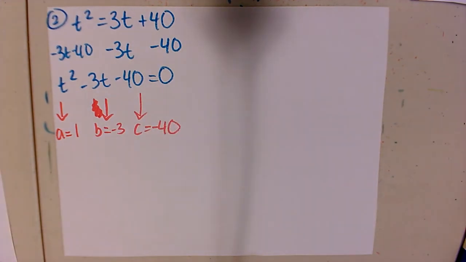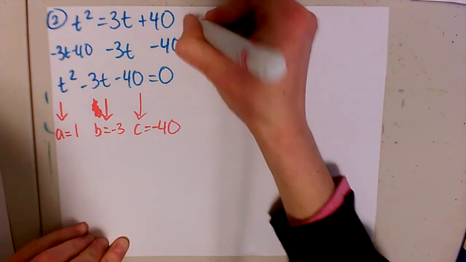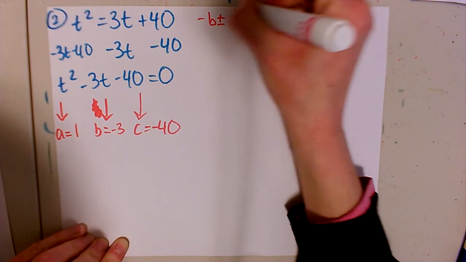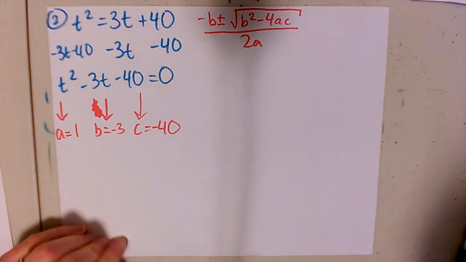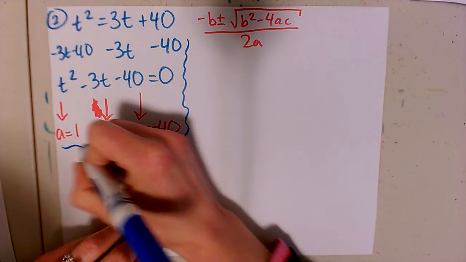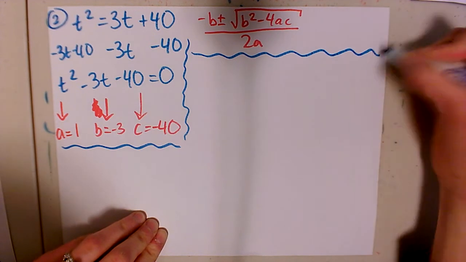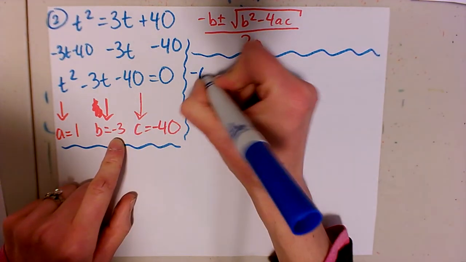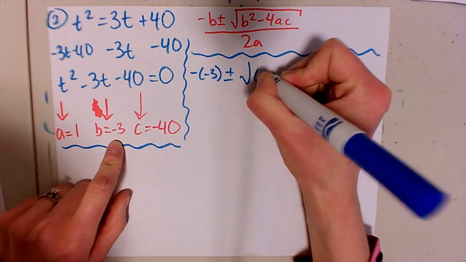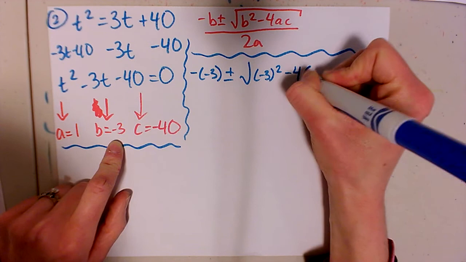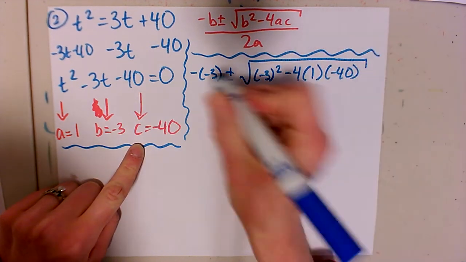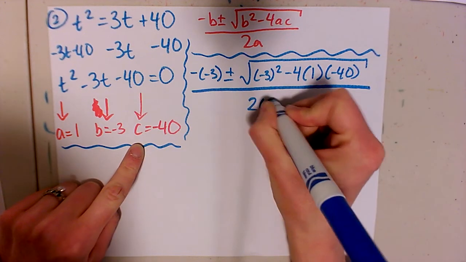Okay, and so remember what we're working with here. We have negative b plus or minus the square root of b squared minus 4ac all over 2a. So we just plug those numbers into that. Okay, so negative b, so this is a negative 3 plus or minus the square root of b squared, so negative 3 squared, minus 4 times a is 1, c is negative 40, all over 2 times 1.